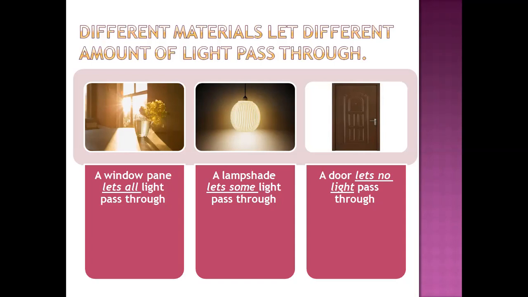Right. What's another kind of object that, if you shine light through it, will let some of the light pass through? Another example, except the lamp shade. A paper. Bring a paper and shine a light through it. It will let some of the light pass through it. So here you can find many objects. You can try something more at home, okay?